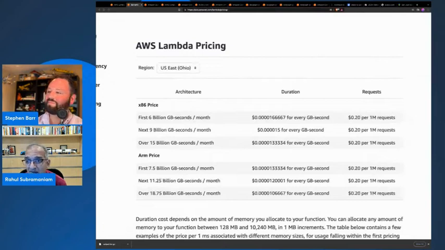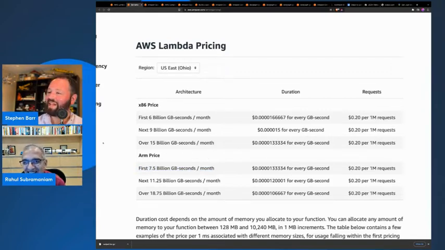So first, it's just obvious. The ARM prices are lower than the x86 prices. Look at the duration column, and it shows you how much the charge is for every GB second. The difference, though, which I'm curious about, is that they keep the slightly higher pricing for a little longer on the ARM. So for the first 7.5 billion GB seconds, you are in the most expensive tier. And for x86, that's down to 6 billion.